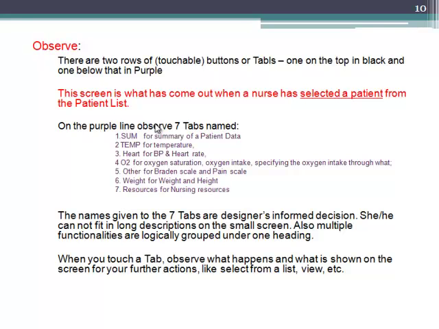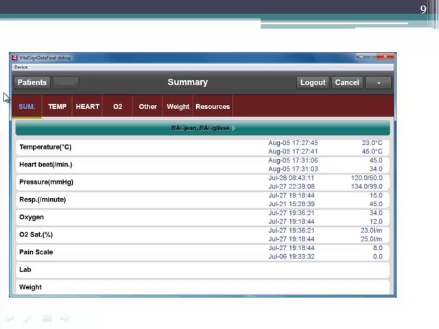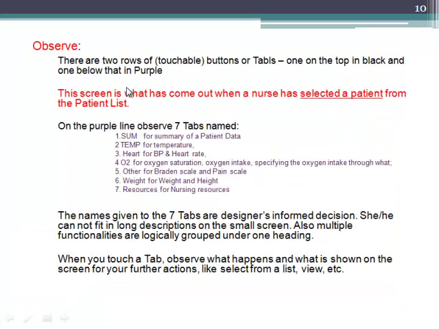The screen is what has come out when a nurse has selected a patient from the patient list, so that the patient summary is seen. On the purple line, observe there are 7 tabs and the tabs are named. See, sum, temp, hot, O2.